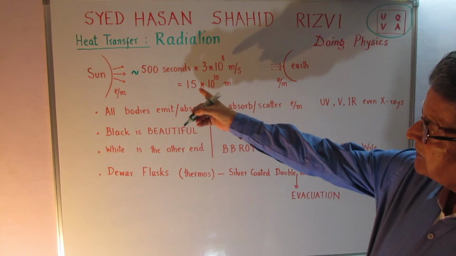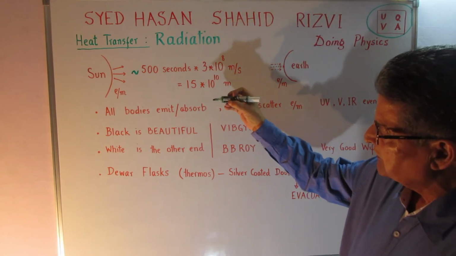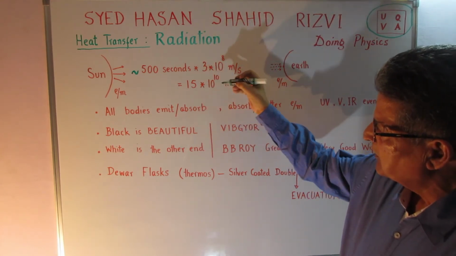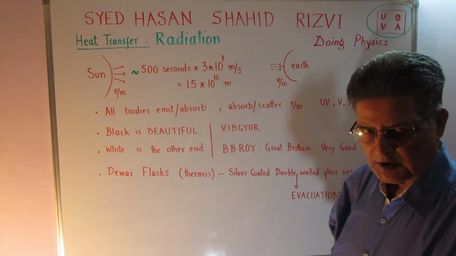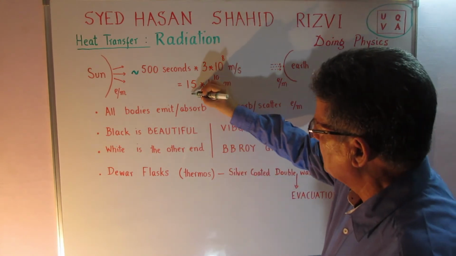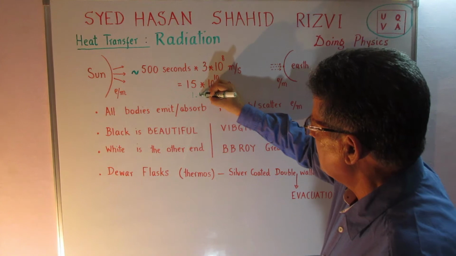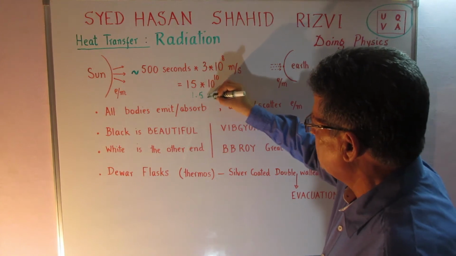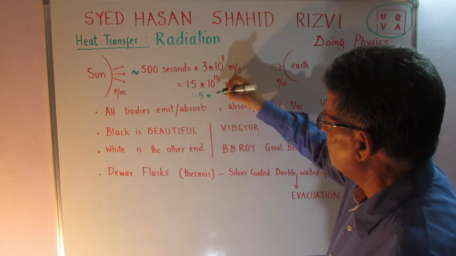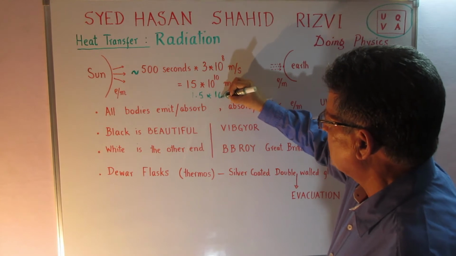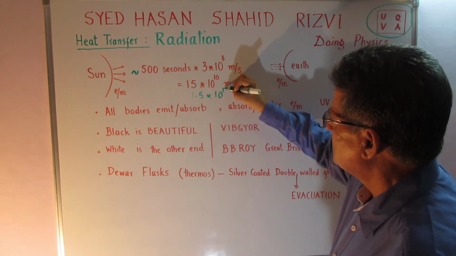And this distance, I'm not writing scientifically. Scientifically I could have written 1.5 into 10 to the power of 11 meters. Okay, let me write for you. 1.5 in the scientific way of writing is 10 to the power of 11 meters.